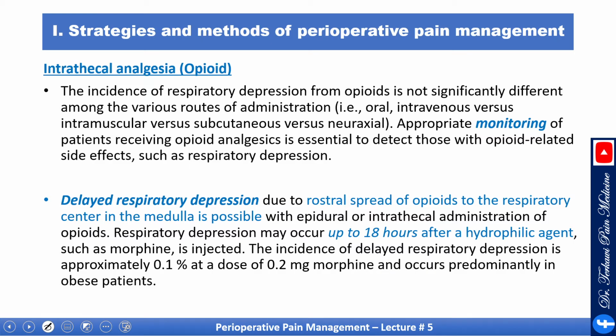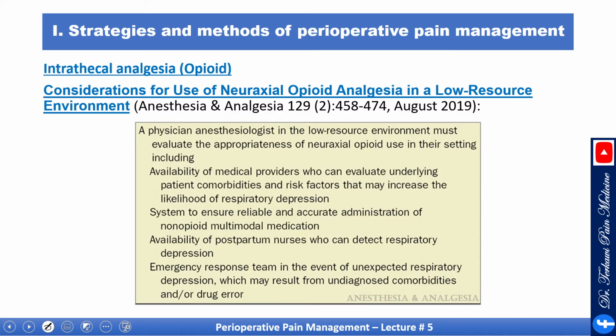Respiratory depression may occur up to 18 hours after a hydrophilic agent such as morphine, and the incidence of delayed respiratory depression is approximately 1 in 1,000 at a dose of 0.2 mg morphine and occurs predominantly in obese patients. So the bottom line, these patients need to be on continuous monitoring up to 24 hours. These are considerations for use of neuraxial opioid in low resource environments.